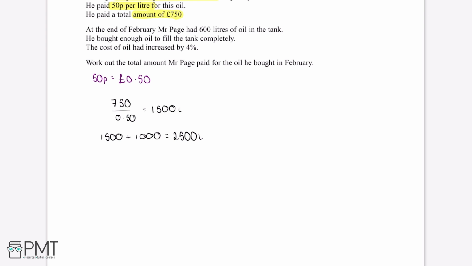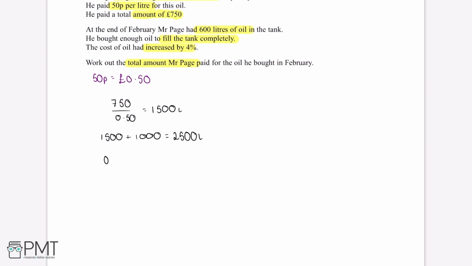So now the next thing we're told is that at the end of February, Mr. Page had 600 litres of oil in the tank, and he then bought enough oil to fill the tank completely, and the cost of oil had increased by 4%. So if we want to work out the total amount Mr. Page paid for the oil he bought in February, the first thing we can work out is the cost of the oil in February, given that the cost of oil has increased by 4%.